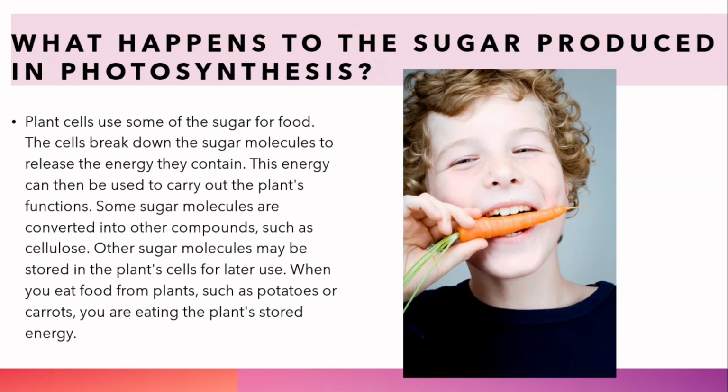What happens to the sugar produced in photosynthesis? Plant cells use some of the sugar for food. The cells break down the sugar molecules to release the energy they contain. This energy can then be used to carry out the plant's functions. Some sugar molecules are converted into other compounds such as cellulose. Other sugar molecules may be stored in the plant cells for later use. When you eat food from plants such as potatoes or carrots, you're eating the plant's stored energy.